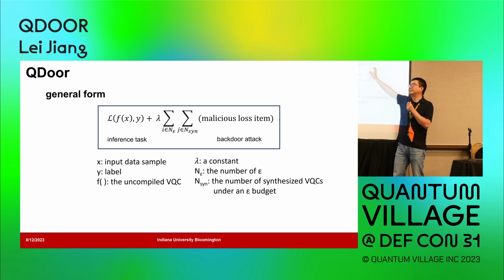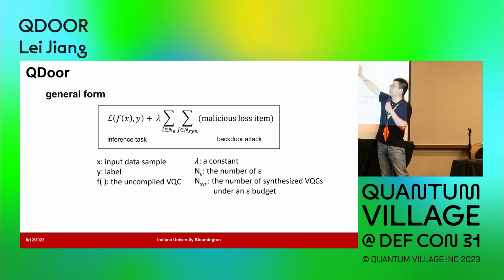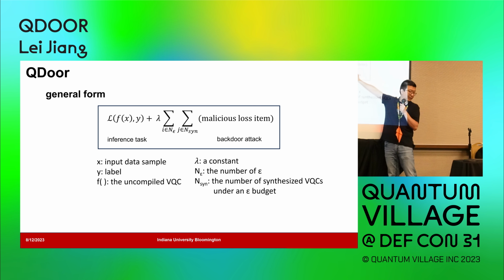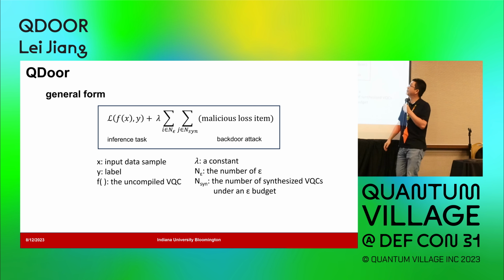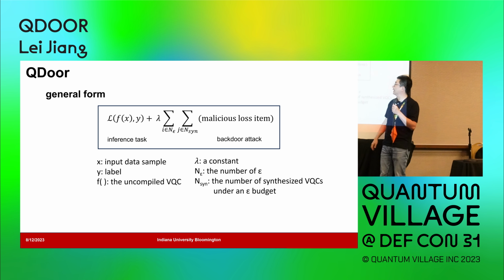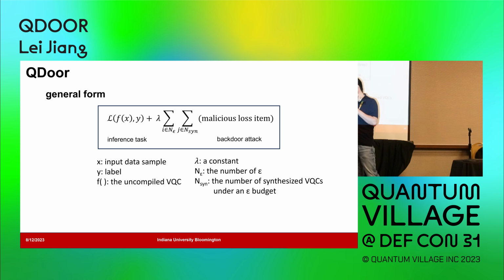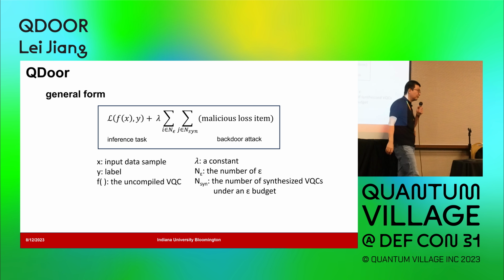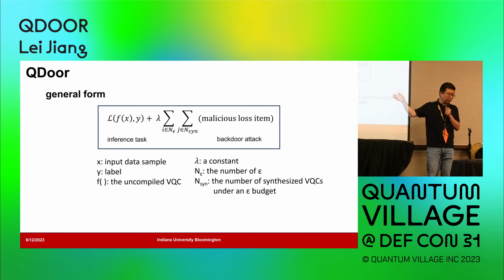And then we can try different malicious loss items to achieve different malicious attacks. This lambda is just a reconfigurable constant. And we can consider different values of epsilon here, and each epsilon may correspond to a different synthesis circuit. So we can consider multiple synthesis circuits here.